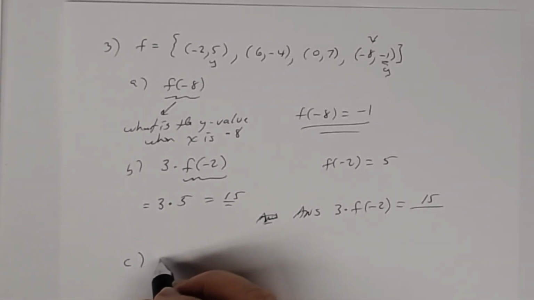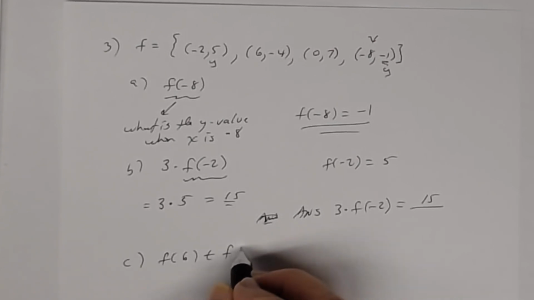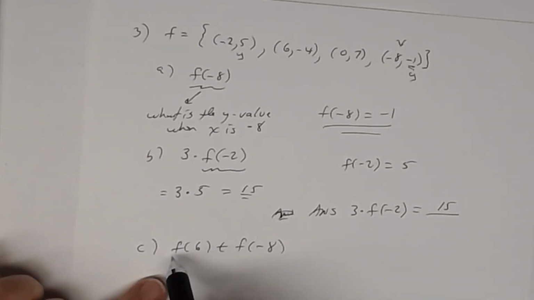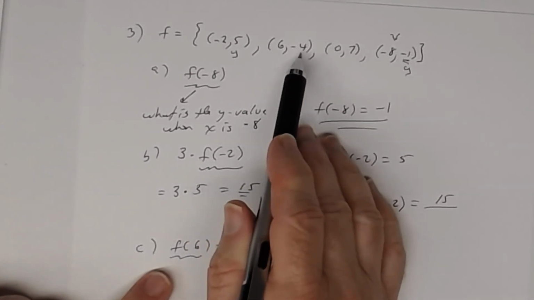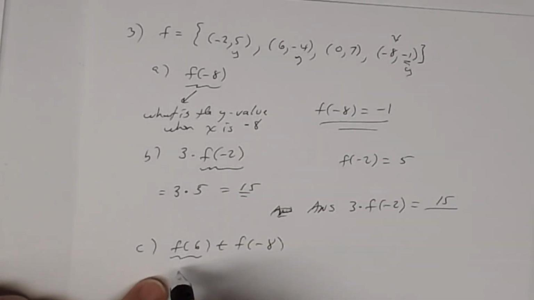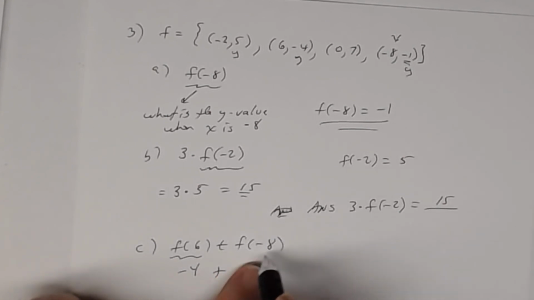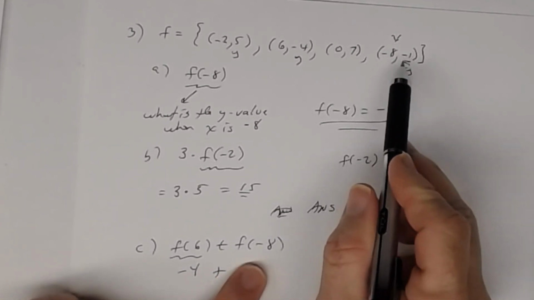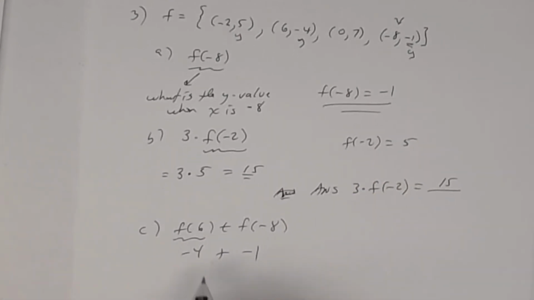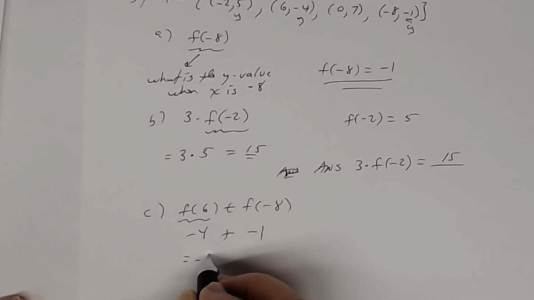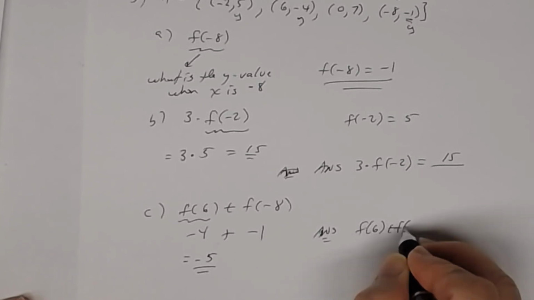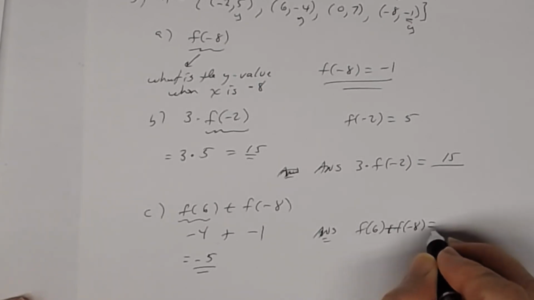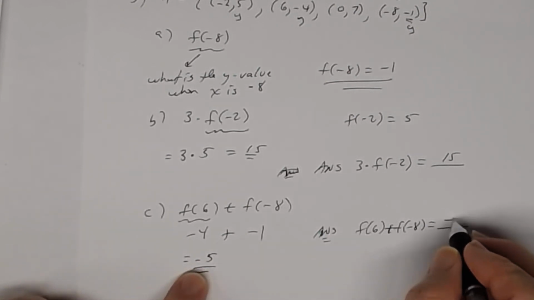Okay, in part C, you want to find f of 6 plus f of -8. So again, what's the y value when x is 6? That y value is -4. You're going to add that to f of -8. So what's that y value when x is -8? Well, when x is -8, the y value is -1. So -4 plus -1 is equal to -5. And so the answer, you would say f of 6 plus f of -8 is equal to -5.